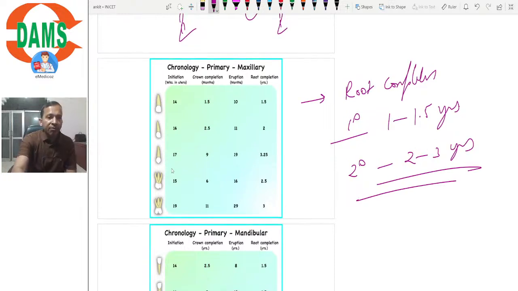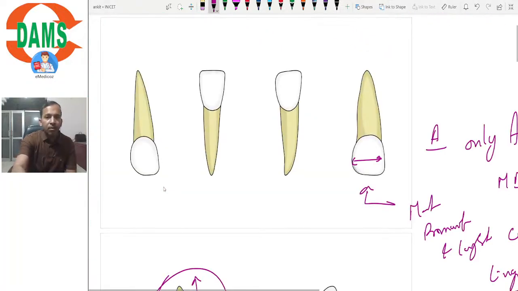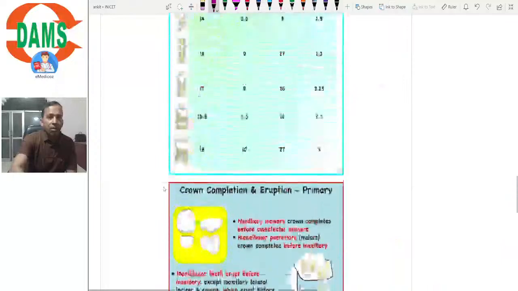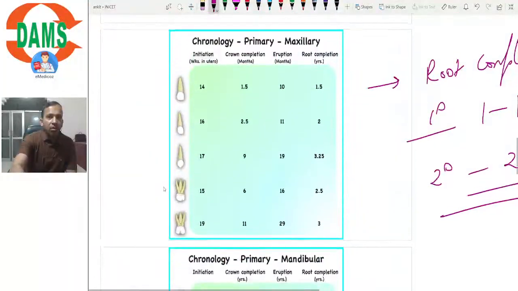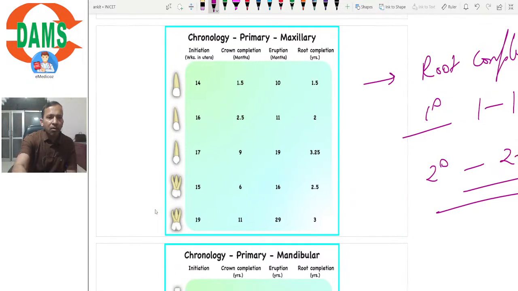Just like permanent, we have the chronology for primary. थोड़ा सा ये भी देख लो and then we are done. तो initiation, all the primary teeth are initiated within the intrauterine life, and they are initiated between the 14th to 19th week of intrauterine life. So 14, 15, 16, 17, 18 and 19.